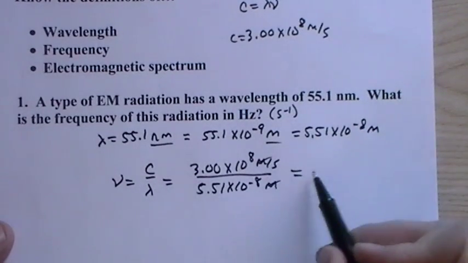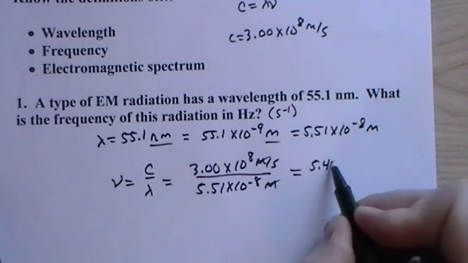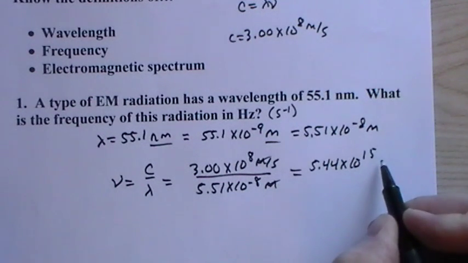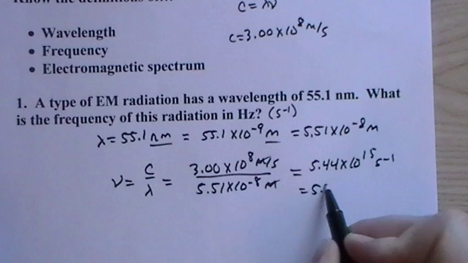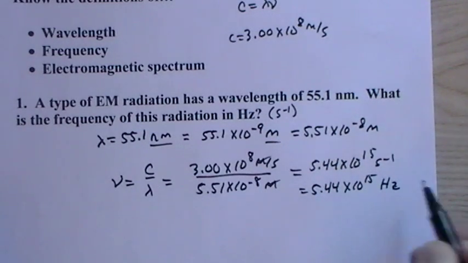So meters cancel, and you see we're left with inverted seconds, which is units of frequency. And we end up with 5.44 times 10 to the 15th. It should be a very large number. Inverted seconds, which can also be written as that many hertz.